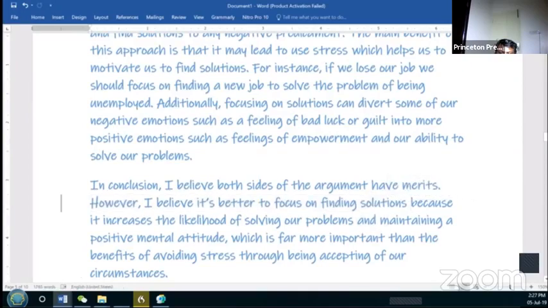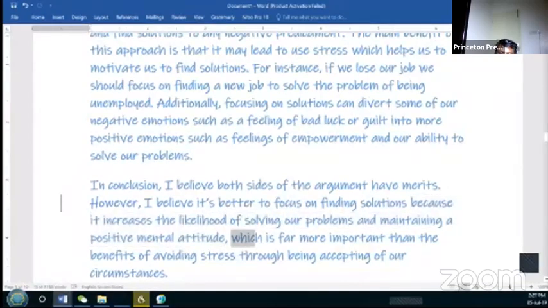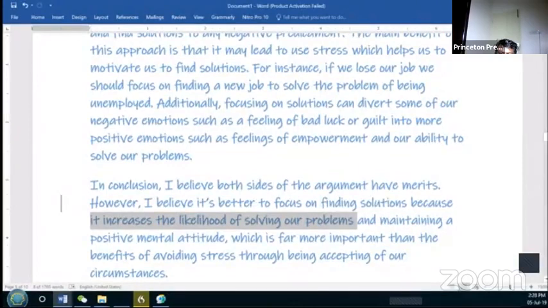Okay, I use a comparative phrase here, and comparative phrases are very useful. So really I've got two things that I'm comparing. It increases the likelihood of solving our problems, which means it's always a better solution, and it's far more important than avoiding stress, right, which is the other side of the argument. So I'm saying it increases the likelihood and that it's more important than just avoiding the stress.